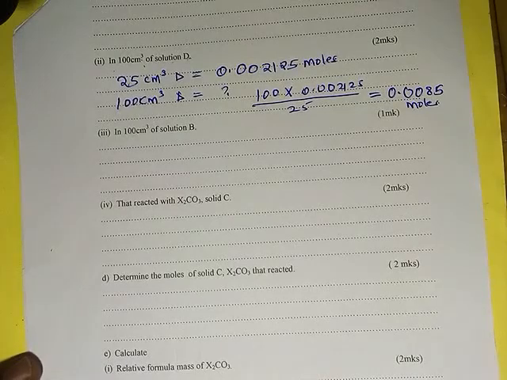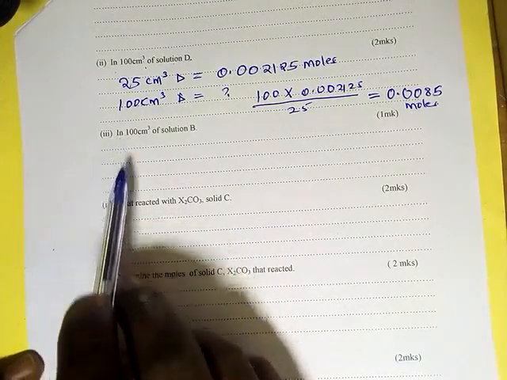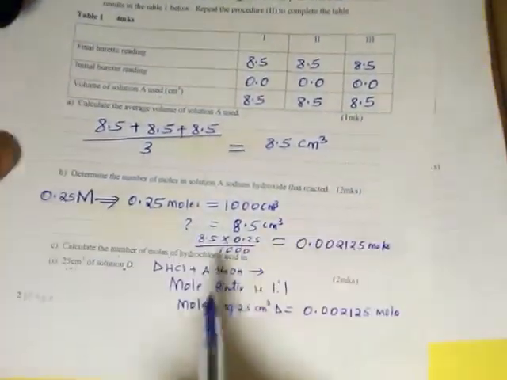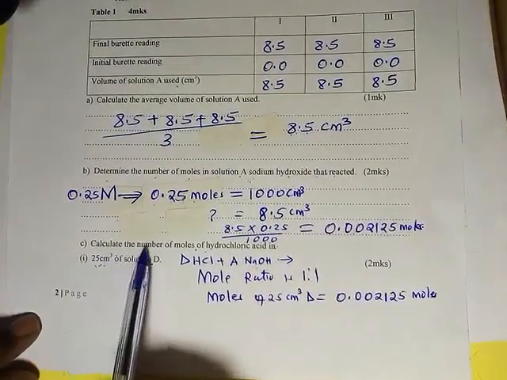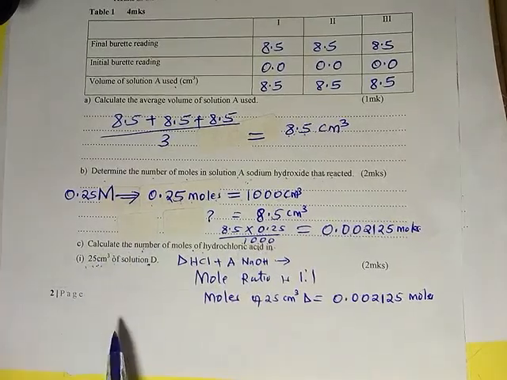0.085 moles. Calculate the number of moles of hydrochloric acid. Remember, we are using this question. Don't think that I'm forging the question. Our question is here. The question is from here. Calculate the number of moles in Roman 1, and we are in Roman 3.